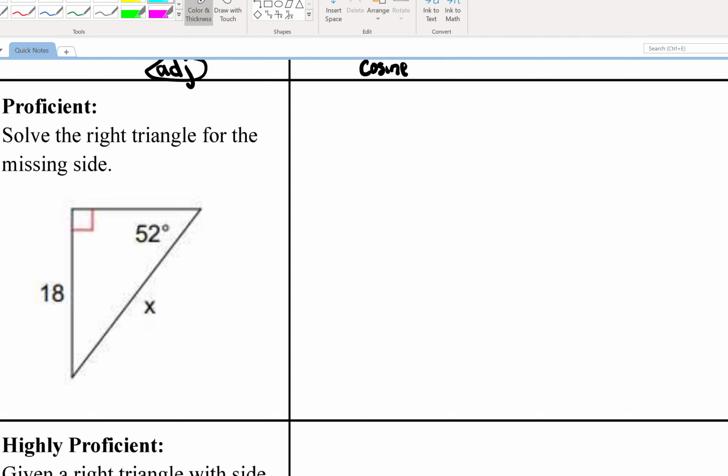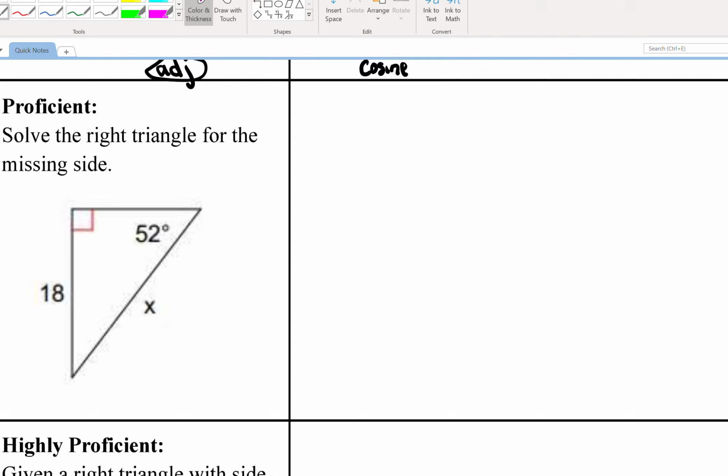Bear in mind that X could be up here. You should still be able to find what its value is. But this is the one that we're looking for. And this is the acute angle that we're given. We don't know this one, but we could easily find it by using the triangle sum theorem. But we're being asked to find what X is. So it's a side length that we're looking for.